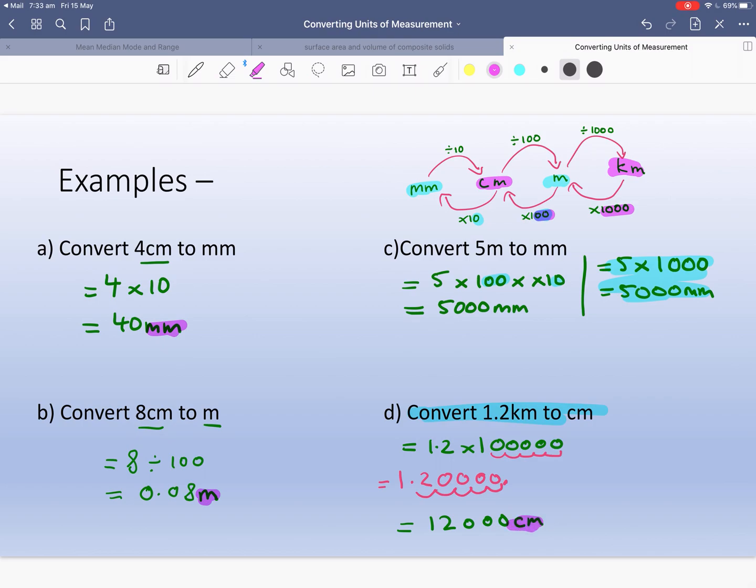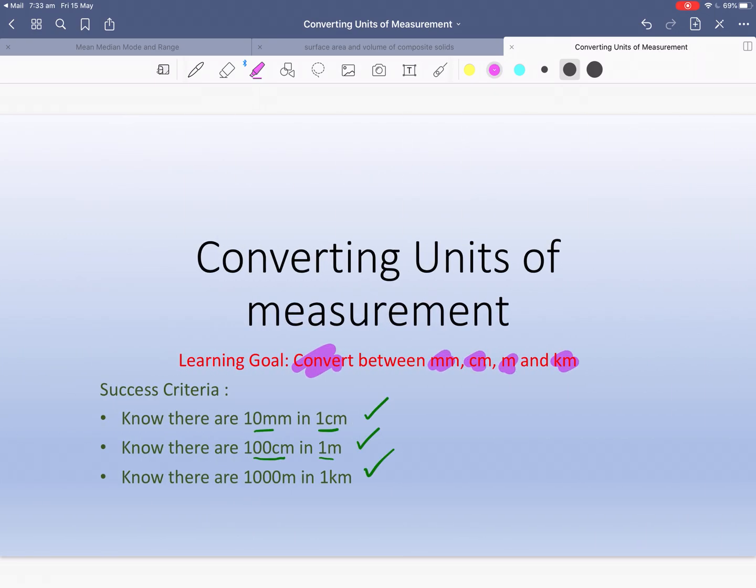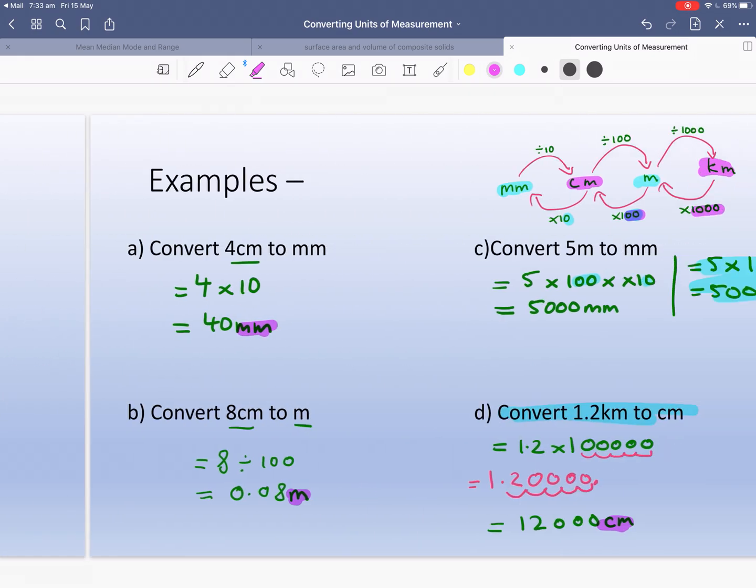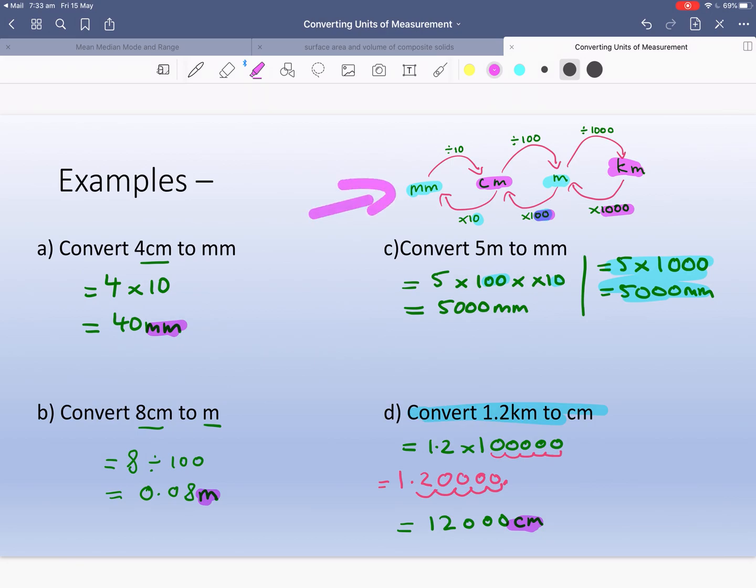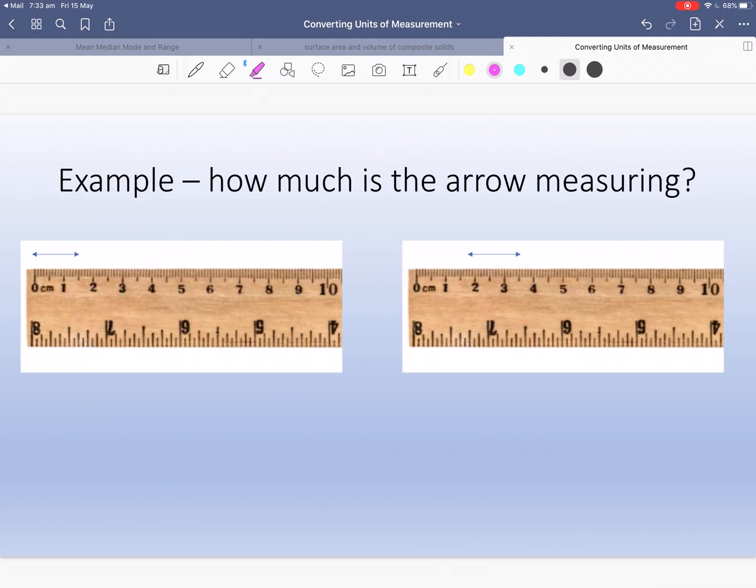If you struggled with that, remember you are still allowed to use your calculator, so you can just pop it in the calculator and get the same result. Just be aware of that. The main thing I want to leave you with is to look at the success criteria. We've got to know that these units are in there, and we can build one of these little flow charts, and then we can convert everything quite effectively.